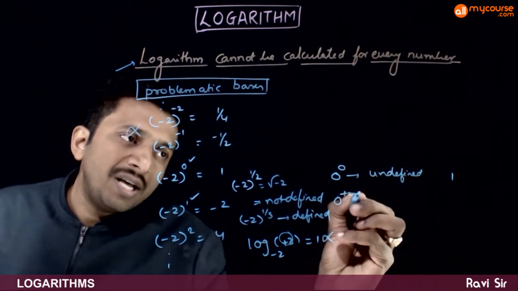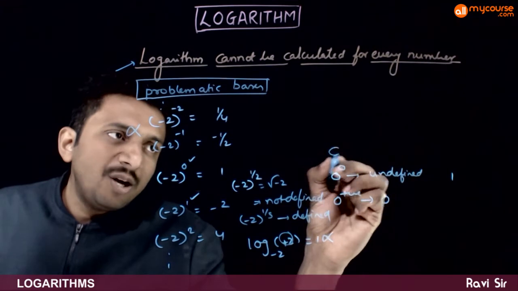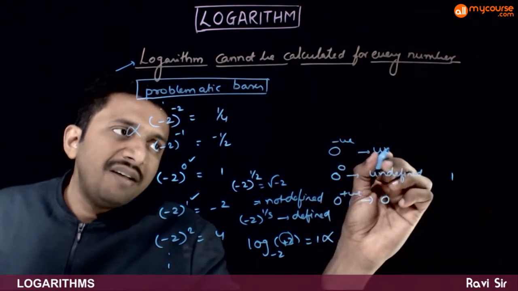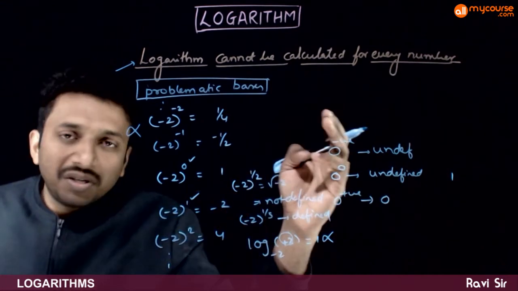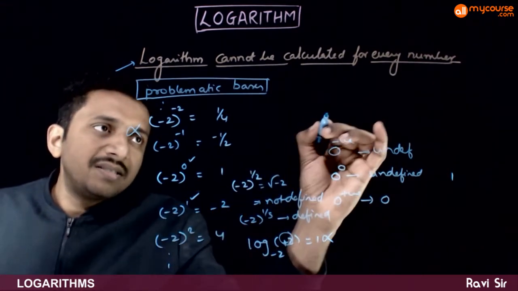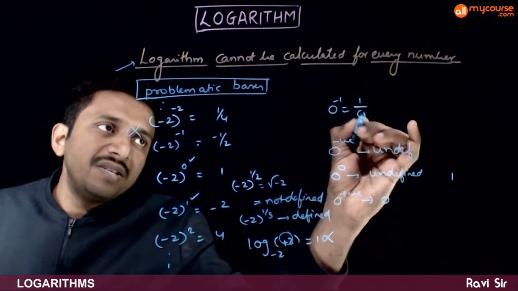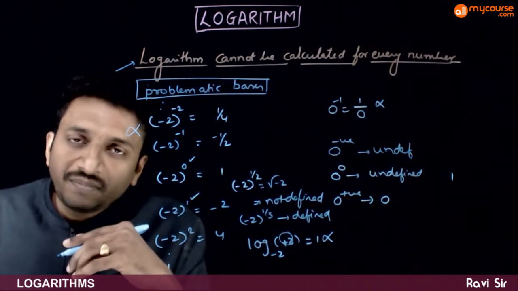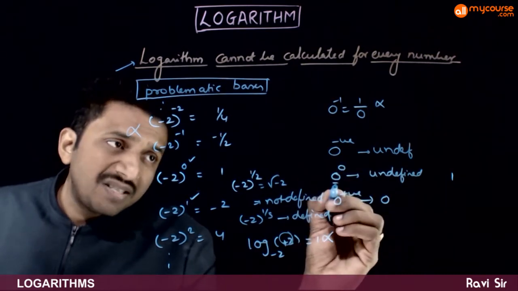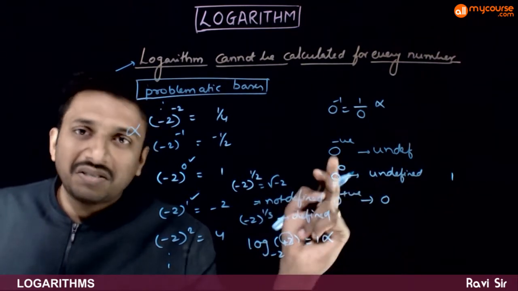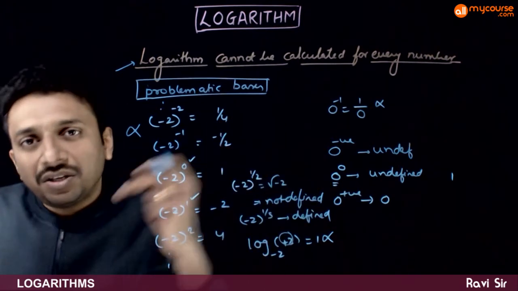0 power any positive number is equal to 0. And 0 power negative numbers is again undefined, because 0 power negative numbers is 1 by 0 power positive numbers. So this gives you 1 by 0. That is something like 0 power minus 1, which by definition is 1 by 0, which is not defined. So that means even for power, even if the base is 0, for some powers it is defined, for some powers it is not defined.